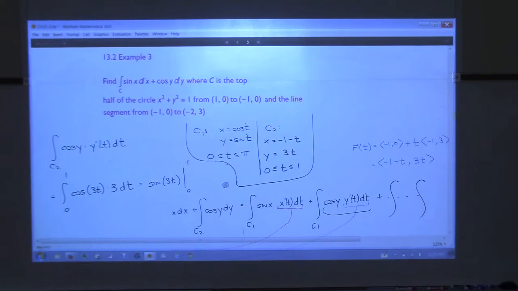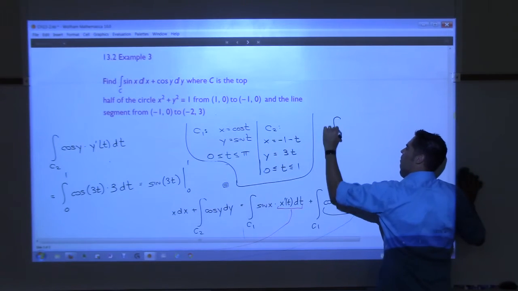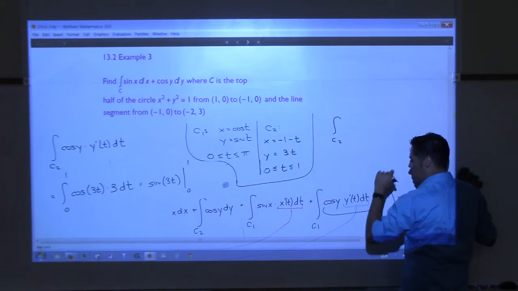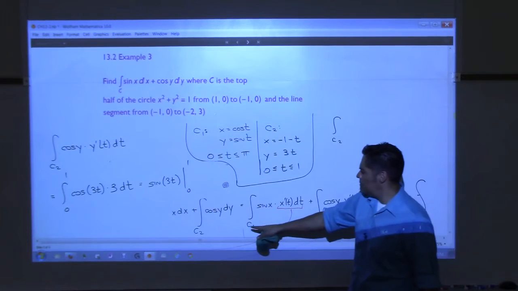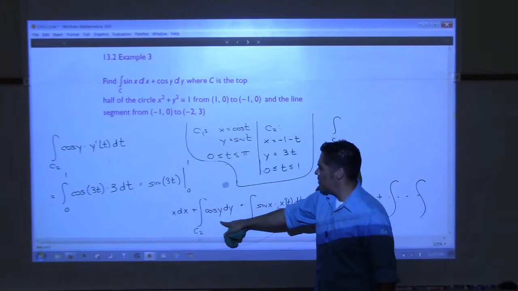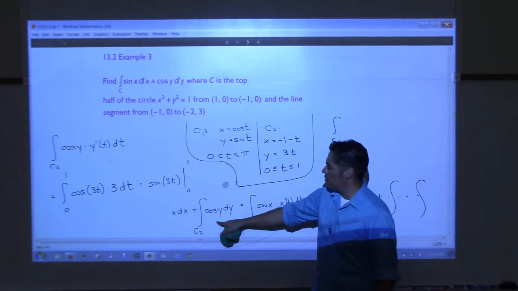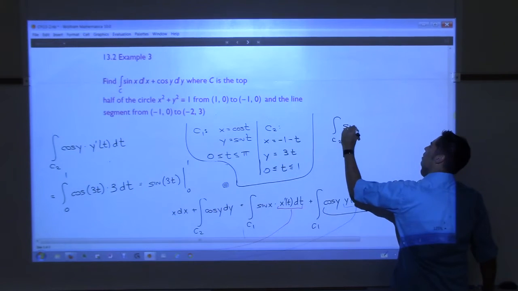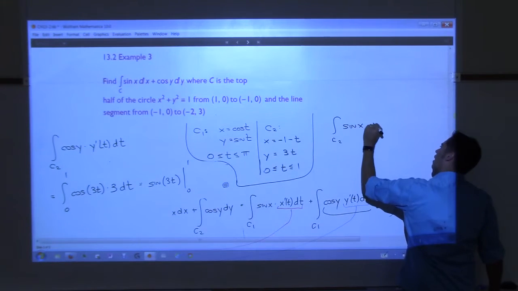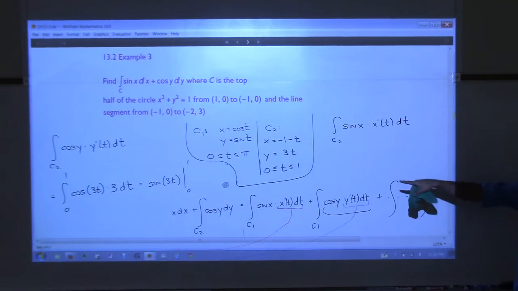Last one. Let's just finish it up. We'll do the last one over here. Integral over C2 of the last one, which was this one here? Did we just do this one? Did I do the wrong one? Yeah, you went to the fourth one. Okay, this was the fourth one. The one before that should have been sine x and then x prime t dt. Sorry about that. This is the third one. That last one was the fourth one.